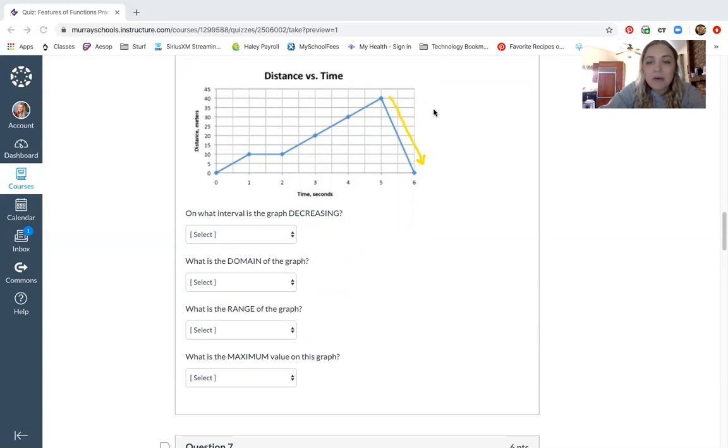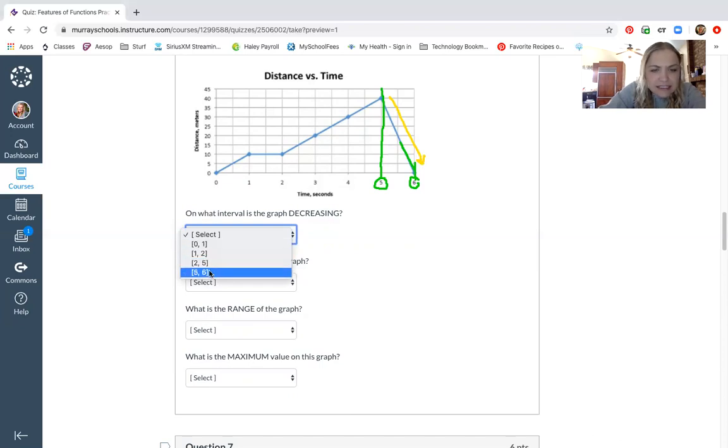So let's figure out where it starts decreasing and where it stops decreasing. So first of all, it starts decreasing at this turning point, which is at 5. And then it's downhill, downhill, downhill, downhill, downhill, until you get to this at 6. So I know that my decreasing interval is going to go from 5 to 6. Let's find that one in here. 5 to 6, it's the last option.